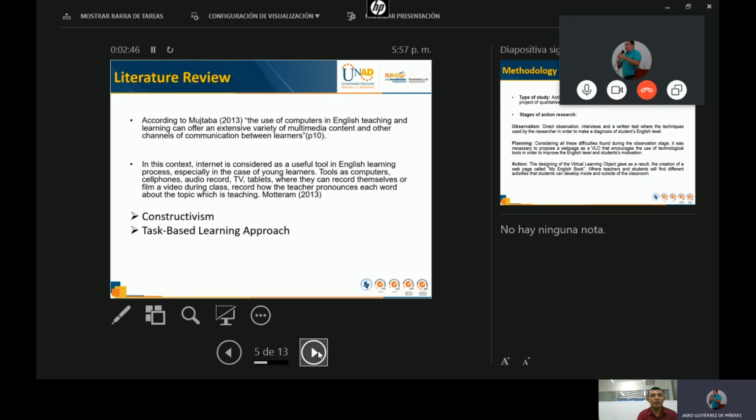Literature review. According to Mutawa, the use of computers in English teaching and learning can offer an extensive variety of multimedia content. The internet is considered a useful tool in the English learning process, especially in young learners, according to Materna 2013.